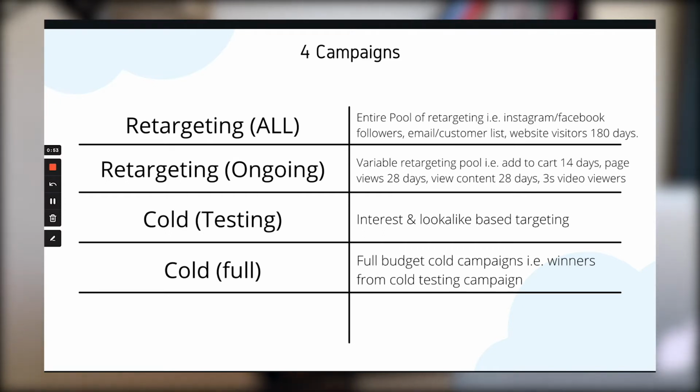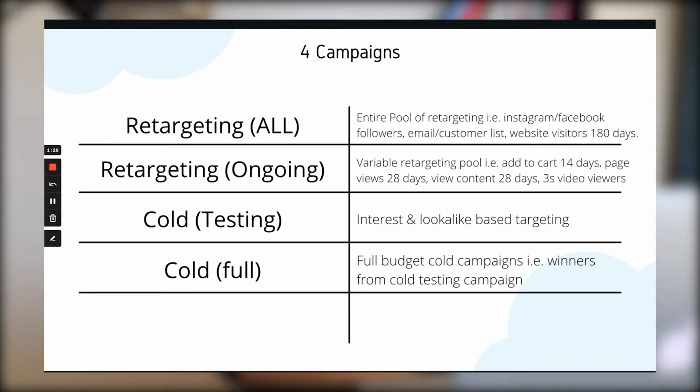The next campaign that you want to create is a retargeting campaign that's going to retarget an ongoing audience that's going to change over time. And that's going to represent the variable retargeting pool, which is going to represent people who have perhaps added an item to cart in the last 14 days, page views in the last 28 days, content views. And in this section of the campaign, you want to segment those different audiences to see which ones are working well on retargeting. And again, because the audiences are smaller in terms of add to cart in the last 14 days, they're going to be constantly changing when you're running cold campaigns.